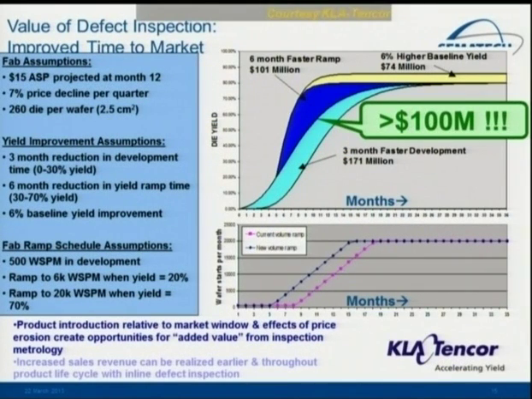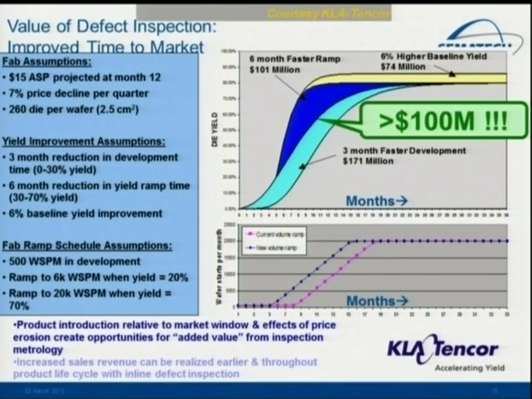Another way of looking at it with regards to why you would use metrology or defect inspection as you're ramping up a new product is time to market. And so again, this is more economics than it is physics, but with a number of assumptions with regards to how you ramp up your wafer starts per month as you start up a new process.